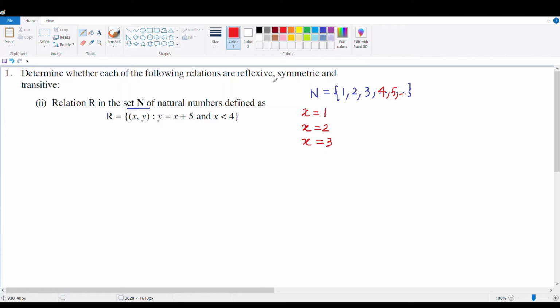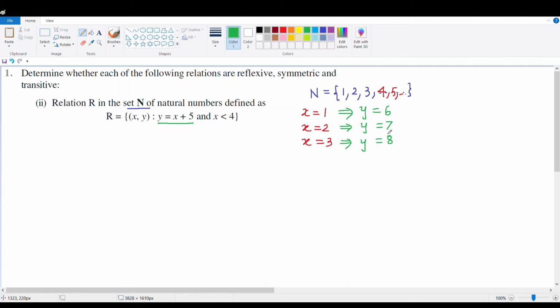Now from this given definition, we can decide what the y value is going to be. So when x is equal to 1, what must y be? See, y equals x plus 5. So x is 1, 1 plus 5, so y is going to be 6. When your x is equal to 2, your y must be 7. And when your x is equal to 3, your y must be 8.